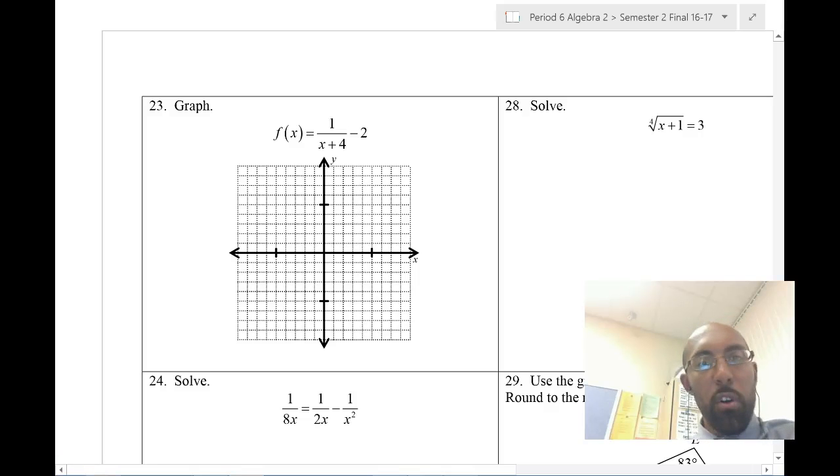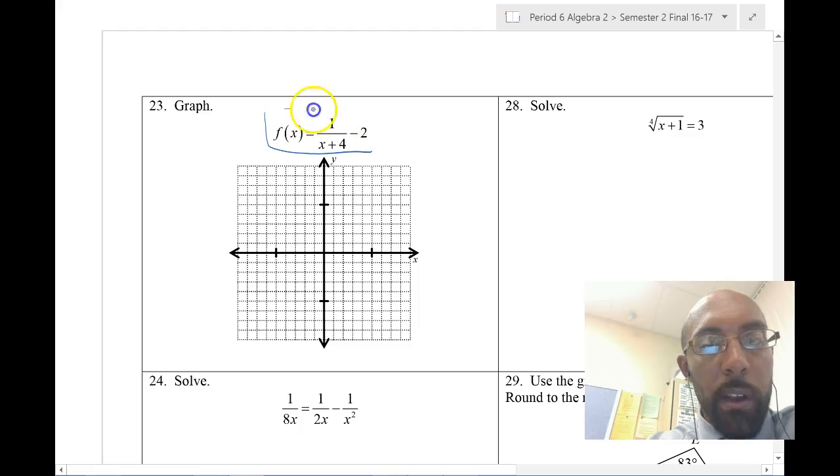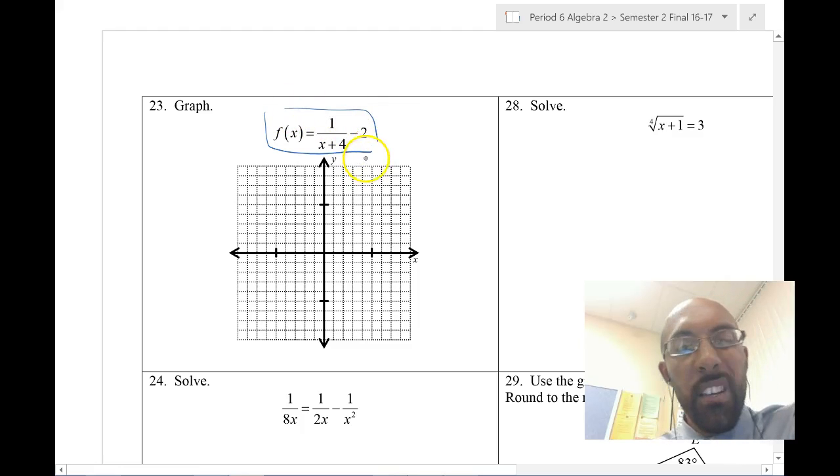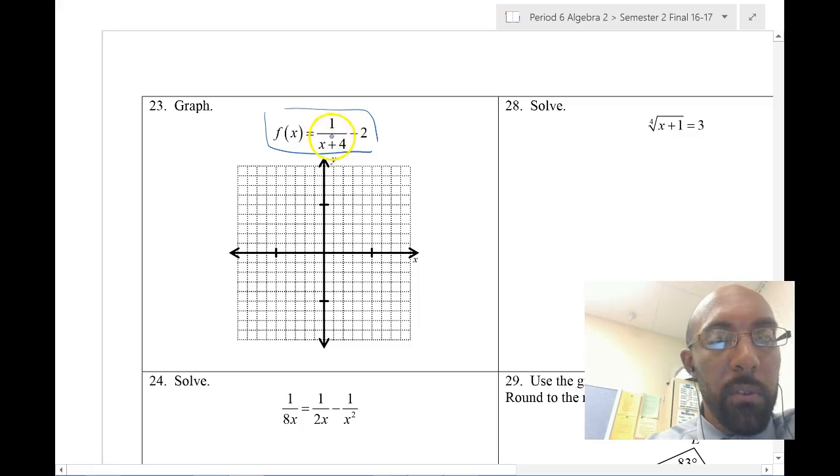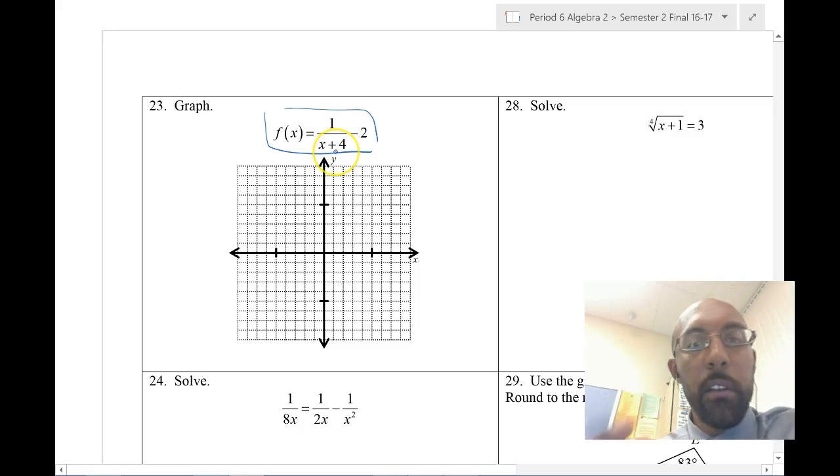All right, page 4. So we're going to graph this rational function. It's actually called a reciprocal function, but I like to call it rational because rationals are the ones with the division or fraction line. So anyways, to graph this, we need the asymptotes.